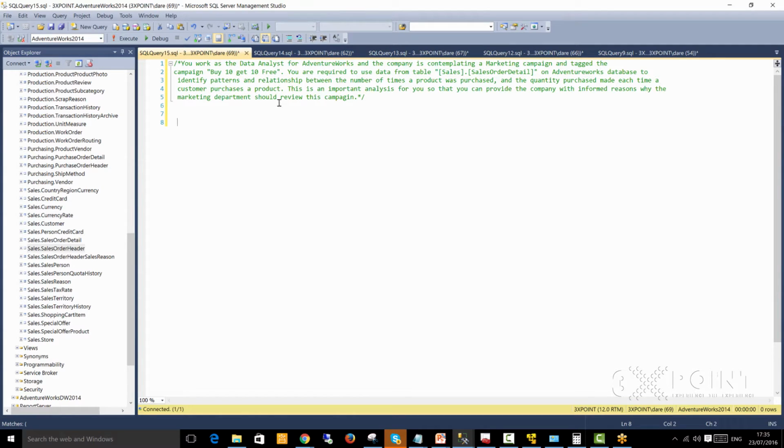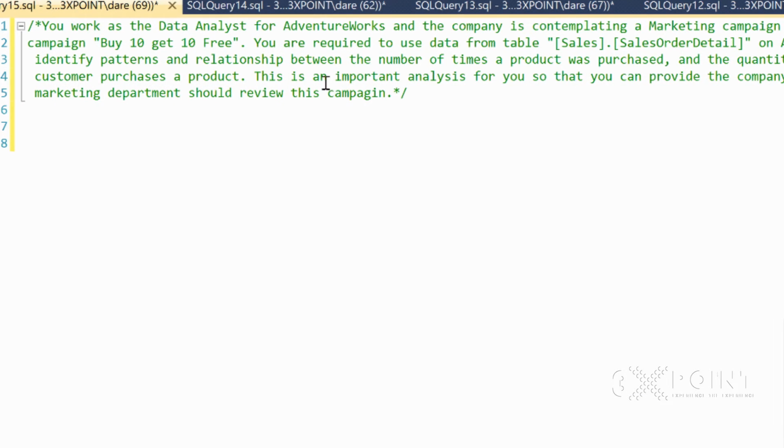So, what I tend to do normally is this: I read the business problem multiple times. And when I'm given problems like this, I tend to eliminate things and just go straight to certain points. So I come up with highlights, pointers. I go back to reading it. You work as the data analyst for AdventureWorks. Of course, I know where I work. That's fine. And the company is contemplating a marketing campaign, and tag the campaign buy 10 get 10 free. I want to get that out first. Buy 10 get 10 free.